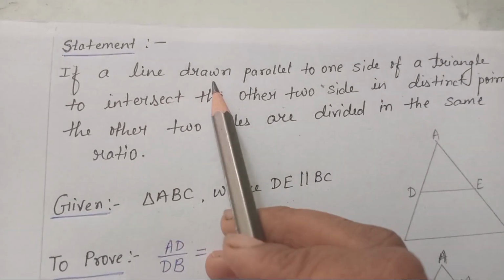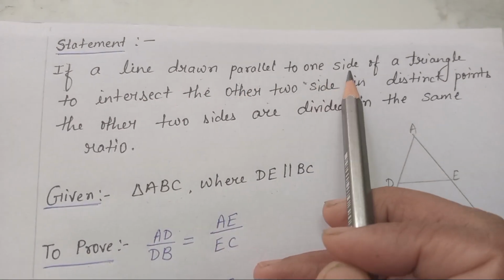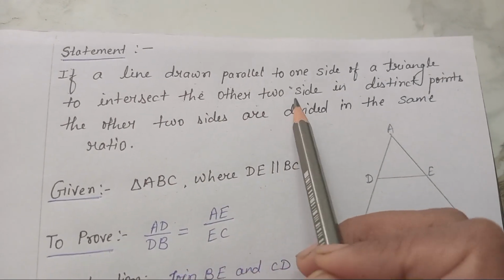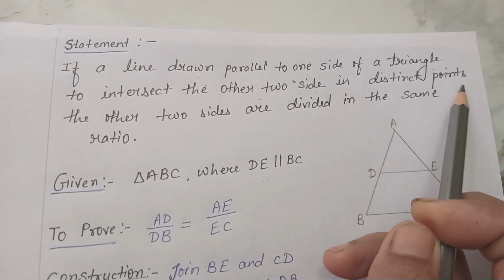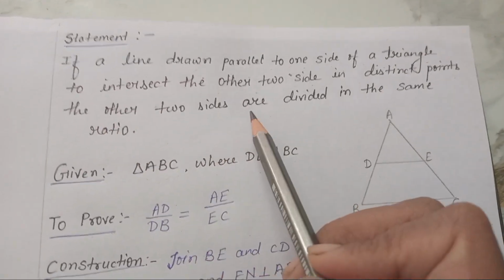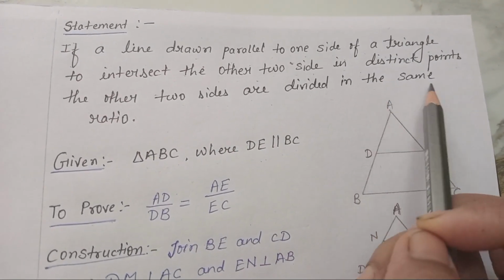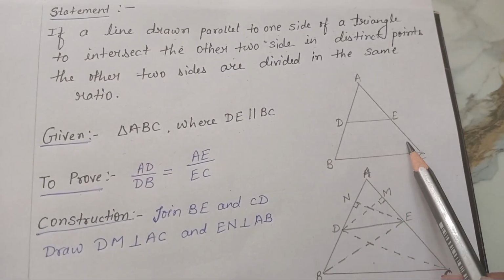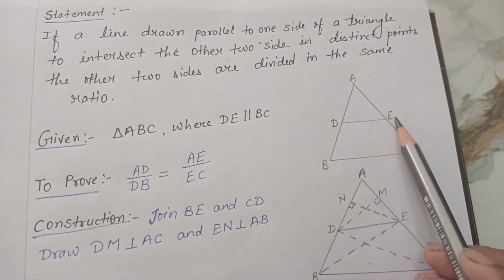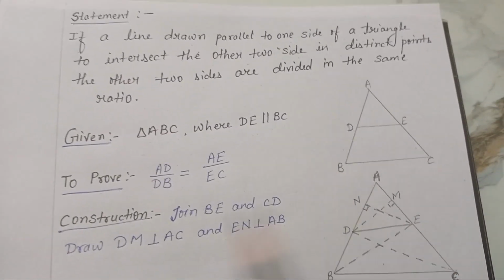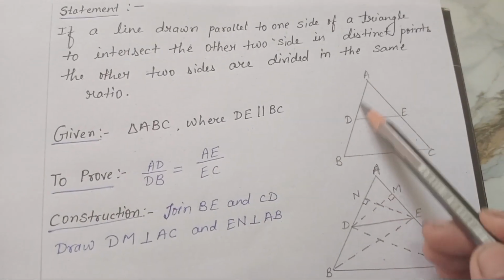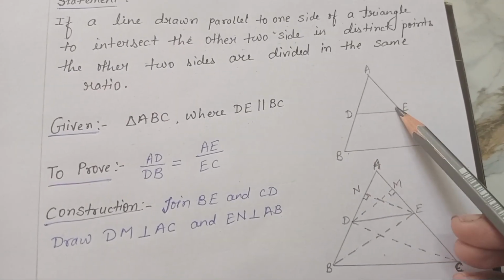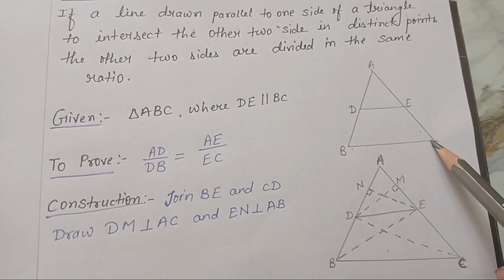If a line is drawn parallel to one side of a triangle to intersect the other two sides in distinct points, the other two sides are divided in the same ratio. Given triangle ABC where DE is parallel to BC. To prove AD upon DB is equal to AE upon EC.